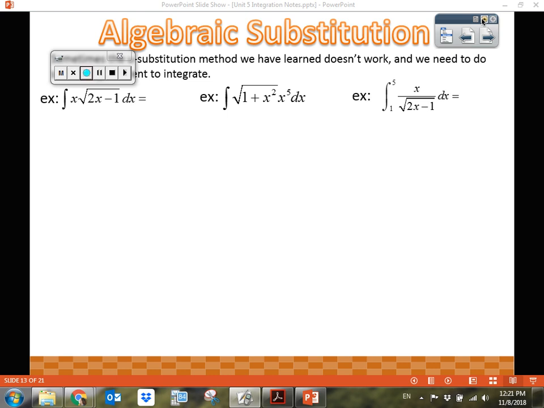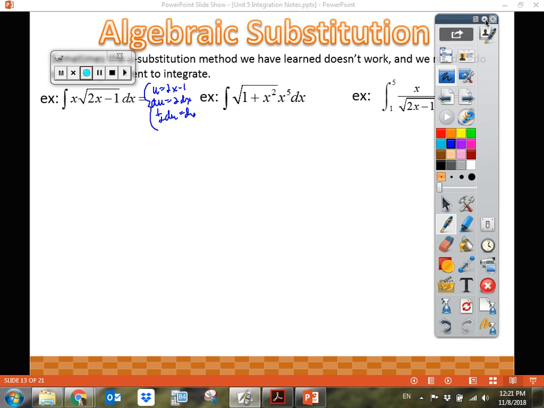So let me go through the process and show you. It's like on the first one. So we look at that and we think, okay, well, U is 2x minus 1, right? That's what we would make U. So U would be equal to 2x minus 1. Then du would be 2 dx, so 1/2 du equals dx.